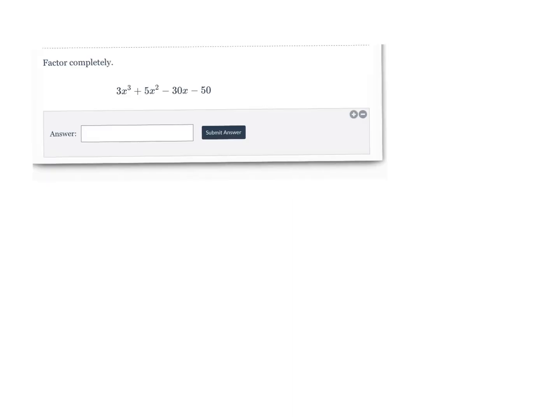Okay, so let's take a look at this first one. It does say factor completely. We have 3x cubed plus 5x squared minus 30x minus 50. So the first thing I'm going to do is just rewrite it here so that we can see it: 3x cubed plus 5x squared minus 30x minus 50. Then I'm going to group the first 2, and I'm going to group the second 2.